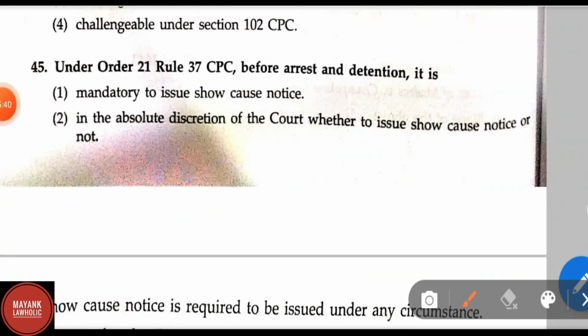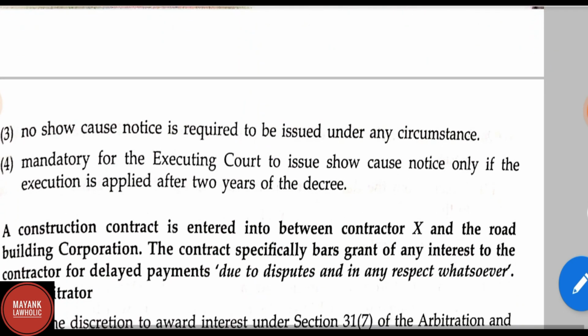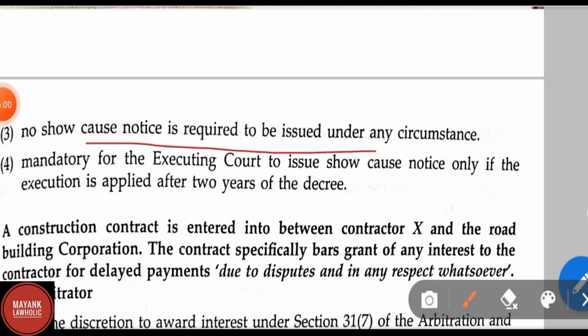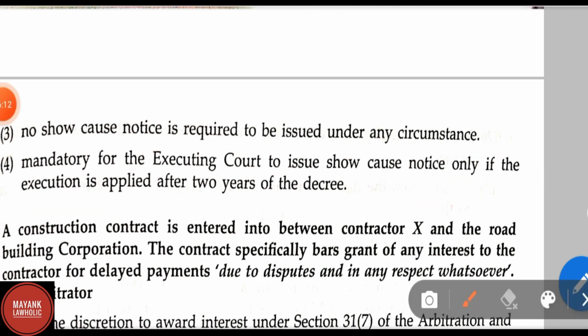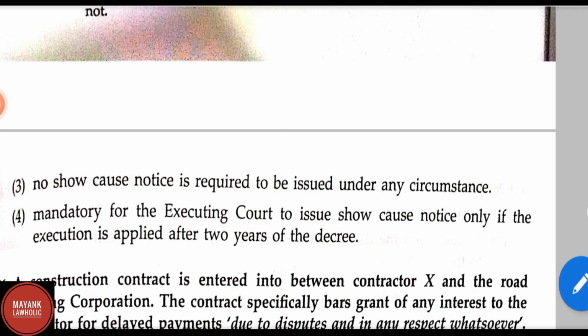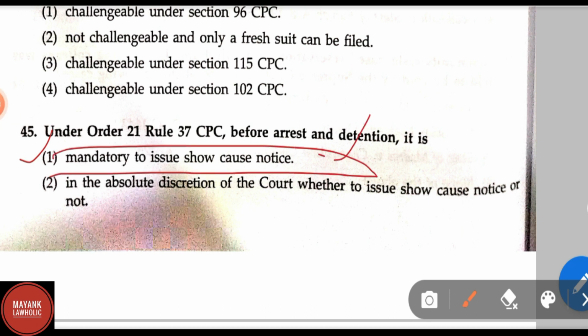Question number 45. Under Order 21 Rule 37 CPC, before arrest and detention, it is mandatory to issue show cause notice, or in the absolute discretion of the court whether to issue show cause notice or not. Option 3, no show cause notice is required to be issued under any circumstances. Option 4, mandatory for the executing court to issue show cause notice only if the execution is applied after 2 years of decree. Option number 4 is wrong and option number 3 is also wrong. Correct answer here is option number 1. Under Order 21 Rule 37 of CPC, before arrest and detention, it is mandatory to issue show cause notice.